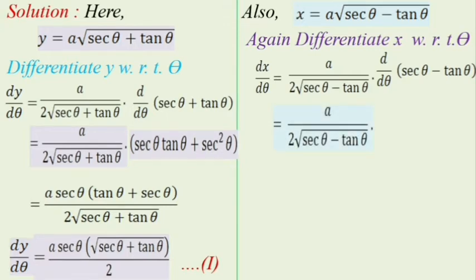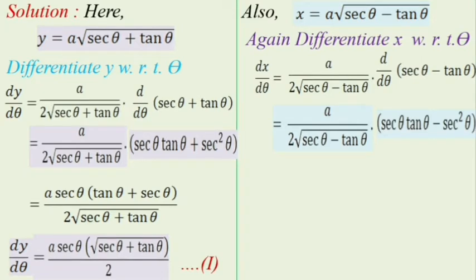Now only take the derivative of sec theta minus tan theta, therefore we get dx by d theta equal to the first term as it is, a upon 2 root of sec theta minus tan theta into the derivative of sec theta, that is sec theta into tan theta, minus the derivative of tan theta, that is sec square theta.